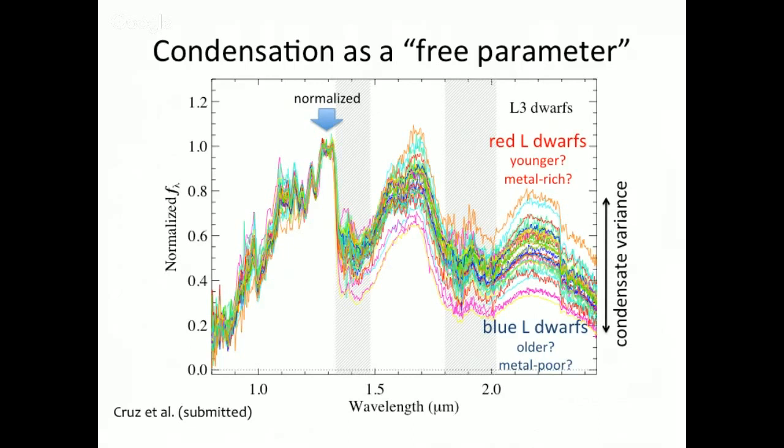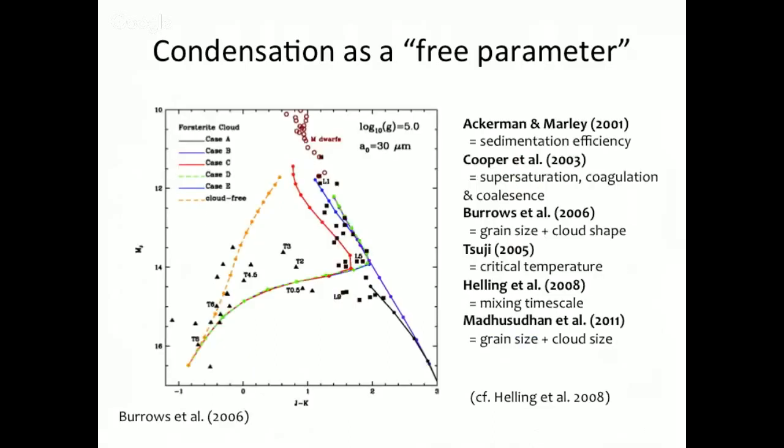And to the point where, of course, us classifiers immediately hook onto this and say, okay, well, now we have to have new classes called red L dwarfs and blue L dwarfs, whatever, right? The important thing is that there's quite a bit of diversity in the properties of these objects, and that requires another parameter, another handle to explain that. And so condensation may be that free parameter.